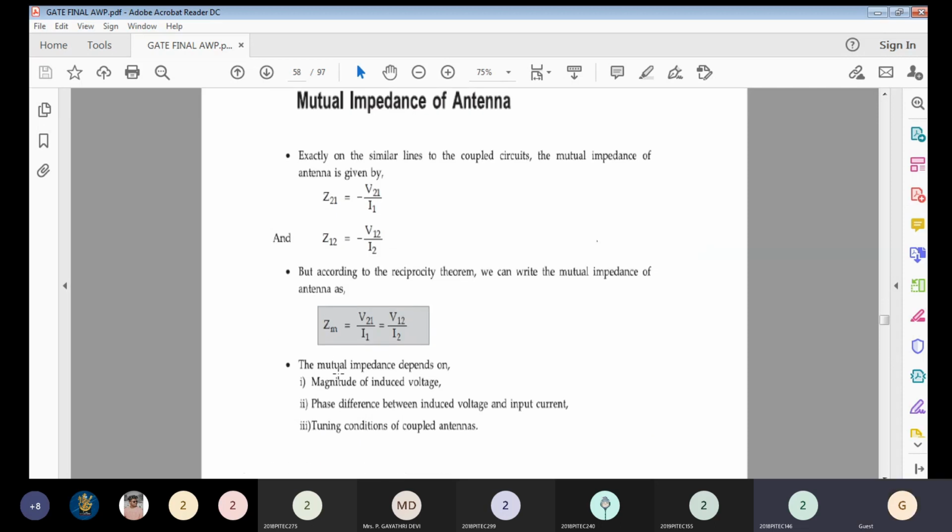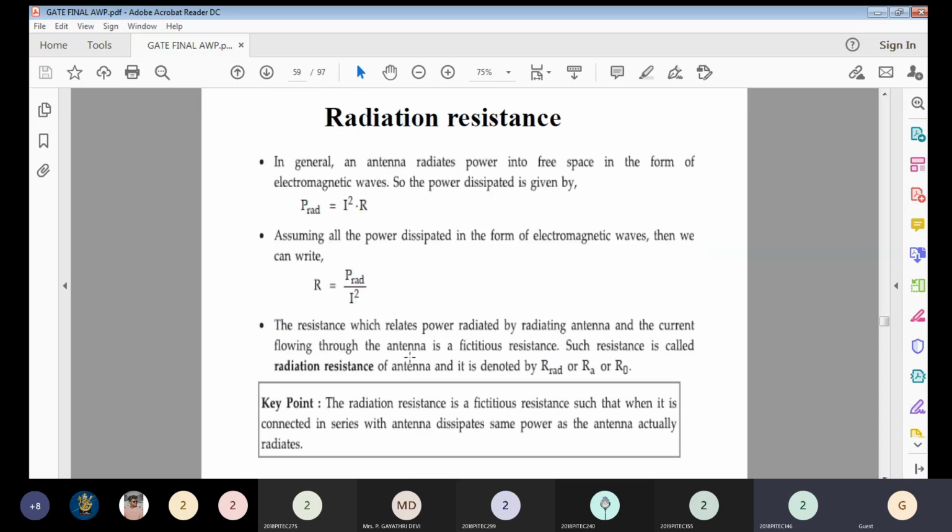Here you can concentrate. The mutual impedance of an antenna depends mainly on the magnitude of the induced voltage, the phase difference between the induced voltage and the input current, and the tuning conditions of the coupled antennas. This is called mutual impedance. Next, we are going to see the radiation resistance.